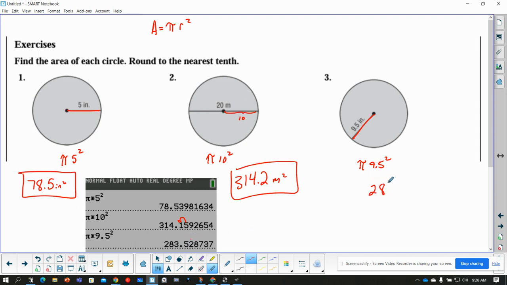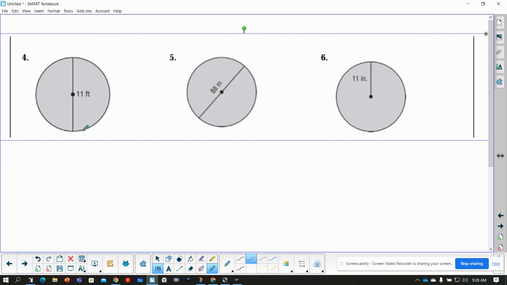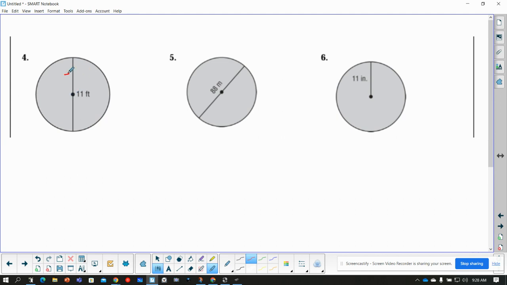So we're going to say 283.5, and it would be inches squared. All right, so there's the first 3. Let's go ahead and try the next 3. If you haven't tried them, you should pause the video and try them real quick, see if you can get them. All right, half of 11 is 5.5.